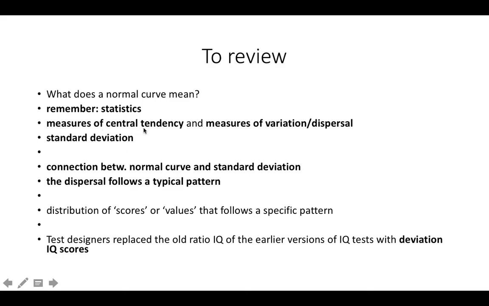So just recall, we have measures of central tendency: mean, median, mode. We have measures of variation and dispersal, and standard deviation is one way to measure how dispersed the results are. There's a connection between the normal curve and standard deviation. In a normal curve, that dispersal follows a typical pattern.